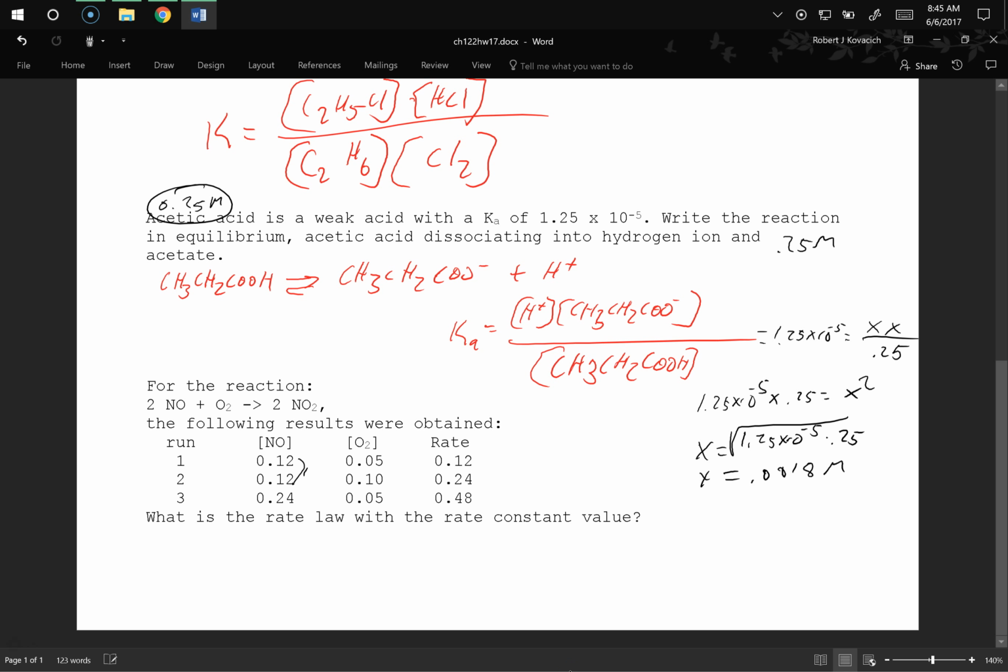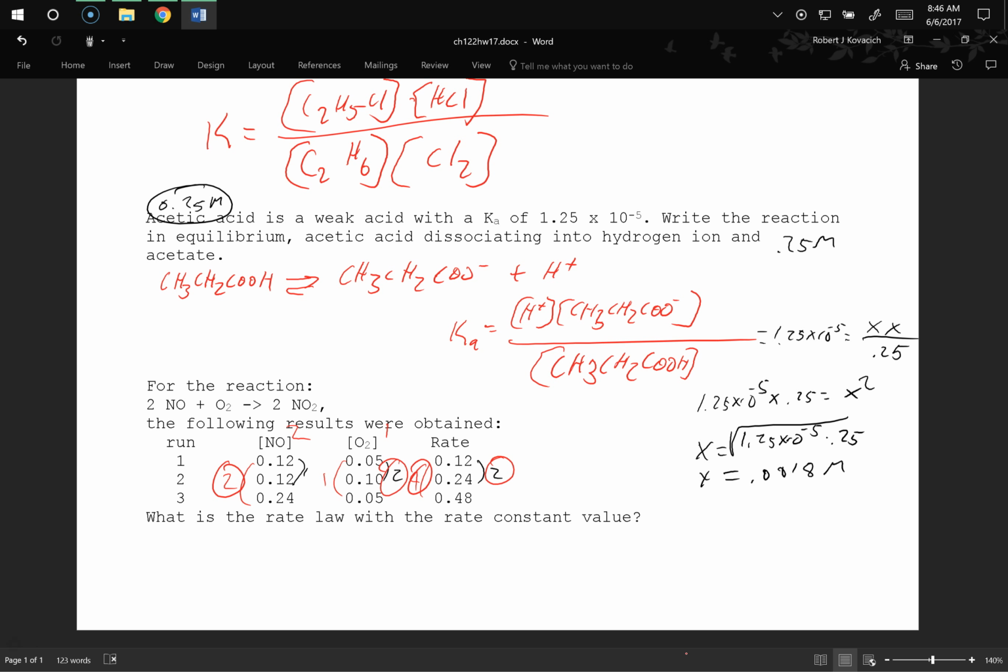So this changes by a factor of 1, so nothing. This changes by a factor of 2, and this changes by a factor of 2. So it's going to be second order with respect to the oxygen. And this goes up by a factor of 2. That's a factor of 1. And this goes up by a factor of 4. I'm sorry, I did not mean to write that for the oxygen. It's second order with respect to the nitrogen dioxide, and it's first order with respect to the oxygen because they changed by the same value, but these did not.